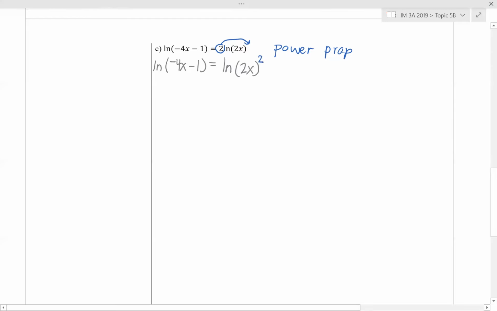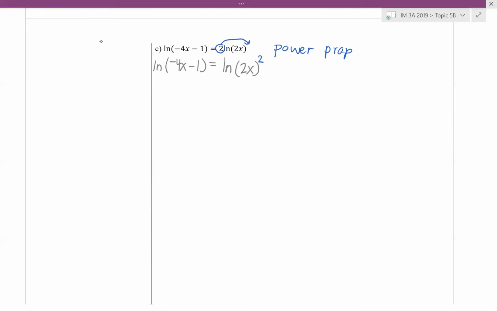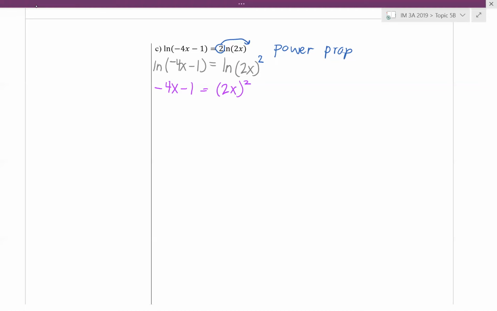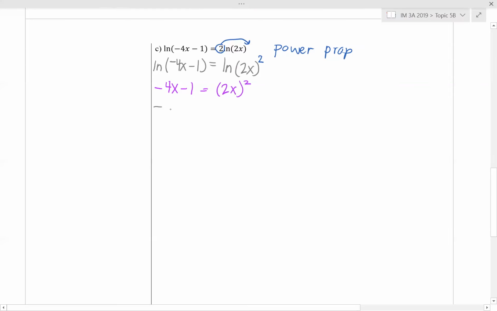So now that I have just a natural log equal to a natural log, I'm going to ignore that and rewrite everything else as an equation. So that means that I have -4x minus 1 is equal to 2x squared. In order to simplify this, I need to actually square 2x. Remember that that means I'm doing 2x times 2x. That's going to become 4x squared.